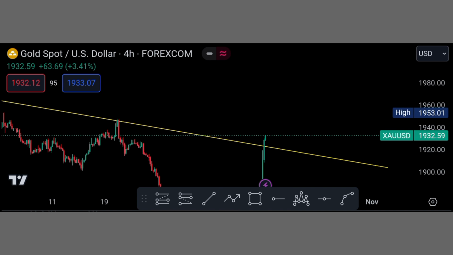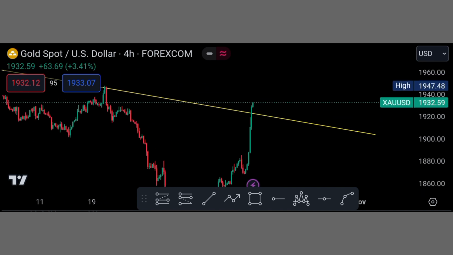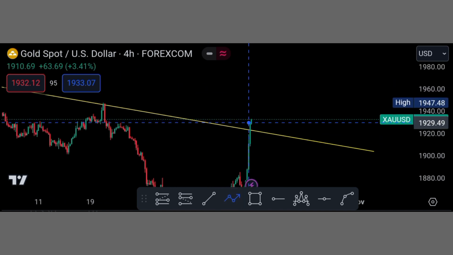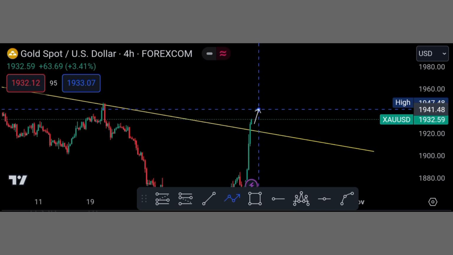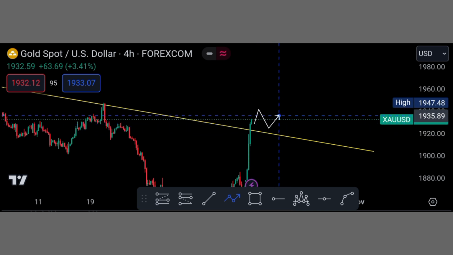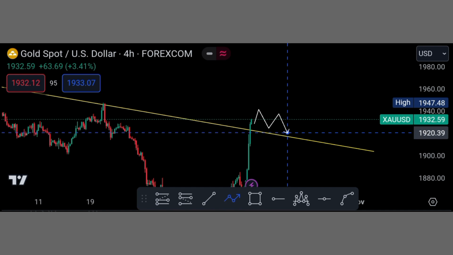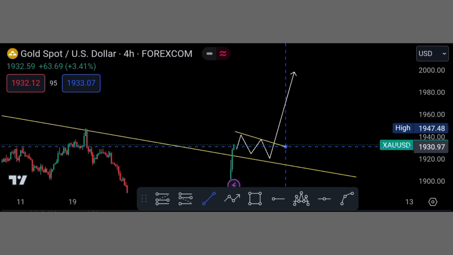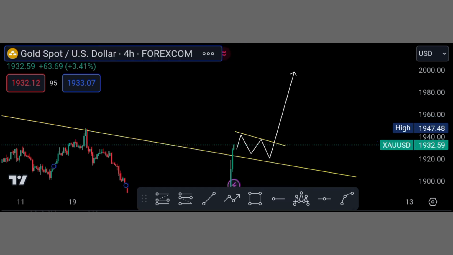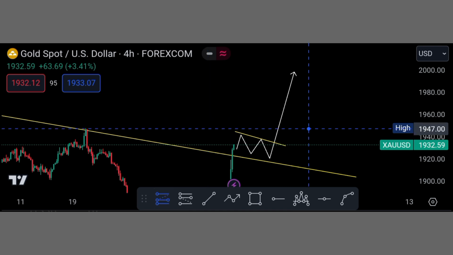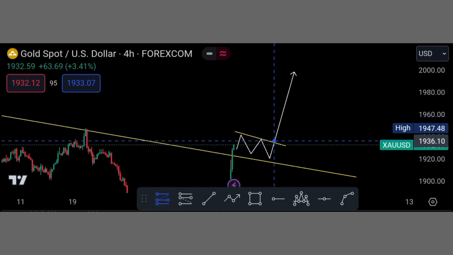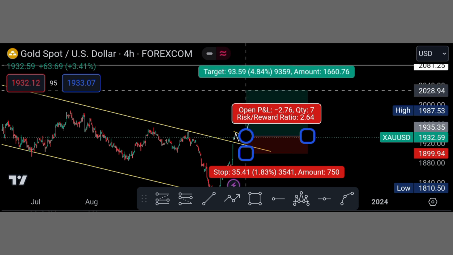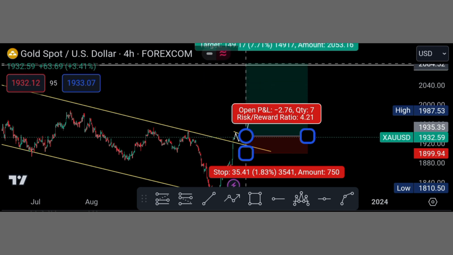Okay, so on the 4 hour time frame, we can also look for the same thing, guys, just an impulse and then correction, something like that. And then that's when we can also look for buying positions. We take our buy positions right here.